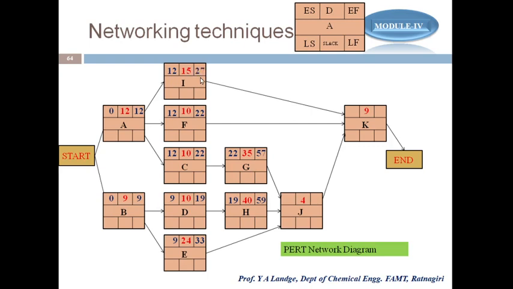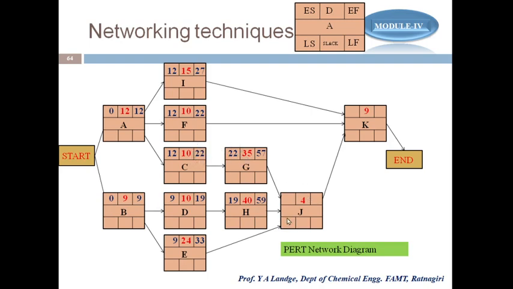Okay, up till now there is no problem, because there is only one predecessor for each activity. If you see, for D and E, only one predecessor. For F and C, only one predecessor. For G and H, only one predecessor. Okay, that's why whatever earliest finish time we have taken, that is the earliest start time for the next activity. It means for G, I am taking this 22 here.